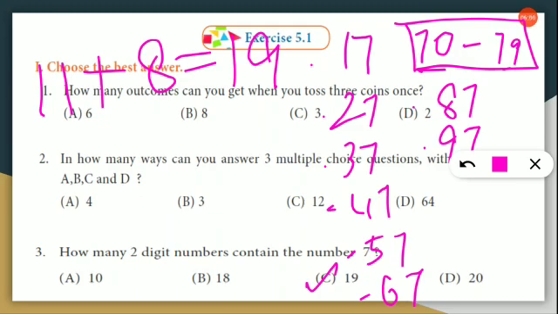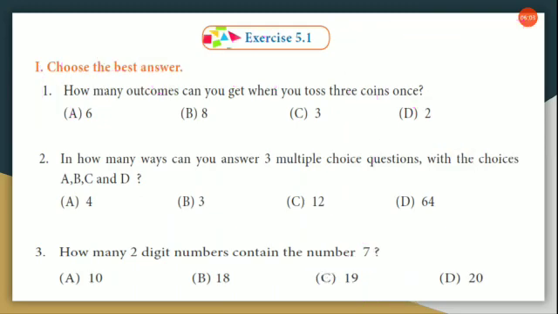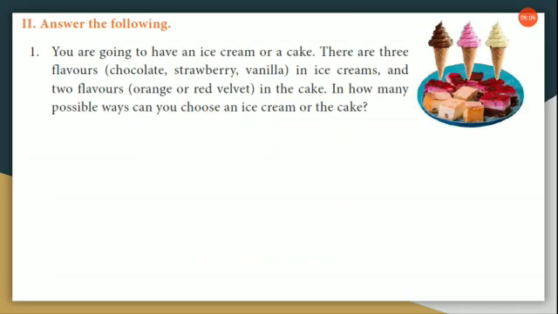Clear, children? Shall we continue with the next set of sums? Now look at this Roman letter 2. Answer the following. You are going to have an ice cream or a cake. What is the keyword that you found now? This, or. Very good. If you have found out, you can just pat yourselves.